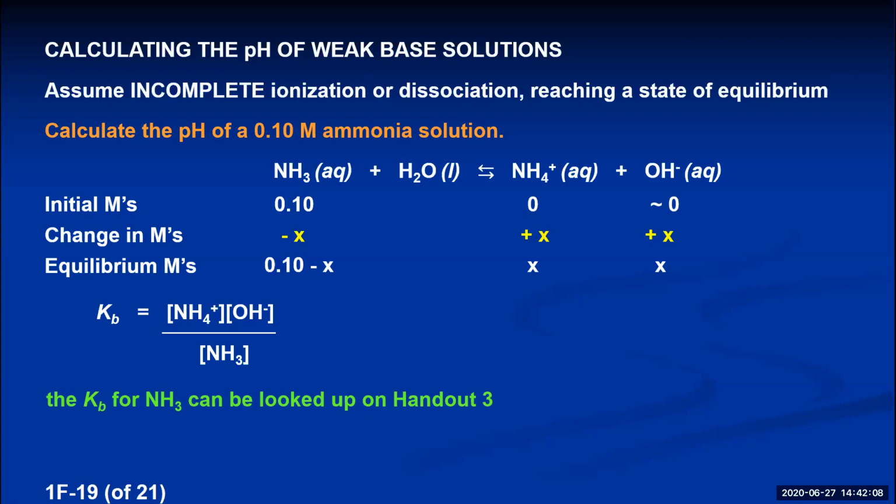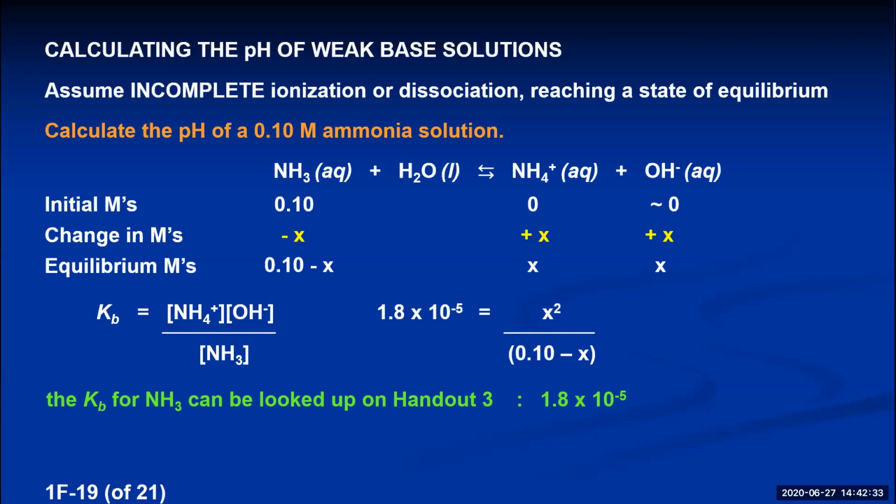It's actually also on handout 3. The top of handout 3 has lots of acid ionization constants, and the bottom of handout 3 has the base dissociation constants. So looking on that, you will find that the Kb for ammonia is 1.8 times 10 to the minus 5th. So therefore, 1.8 times 10 to the minus 5th would equal x squared divided by 0.10 minus x.